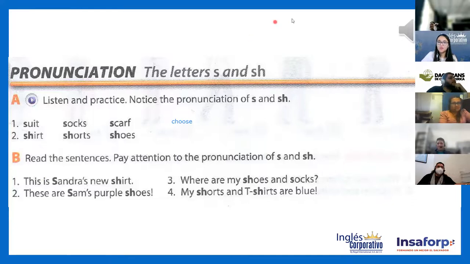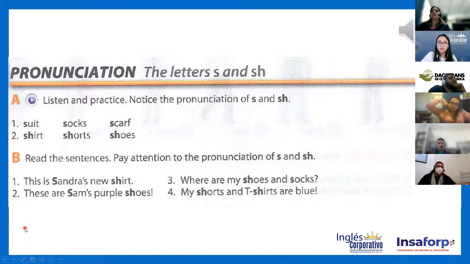Okay, so let's continue. I don't know if you have questions. No sé si tengamos dudas, questions about the pronunciation of SH and S. Repeat again the pronunciation scarf. Okay, scarf, right? Scarf. Okay, a veces se nos va el sonido de la E, pero en inglés solo es el scarf, right? Solo el sonido de la S, scarf. Sí, si podría pronunciar nuevamente las seis palabras para que nos quede más grabado. Okay, it is suit, socks, scarf, shirt, shorts, shoes. Okay, perfect.